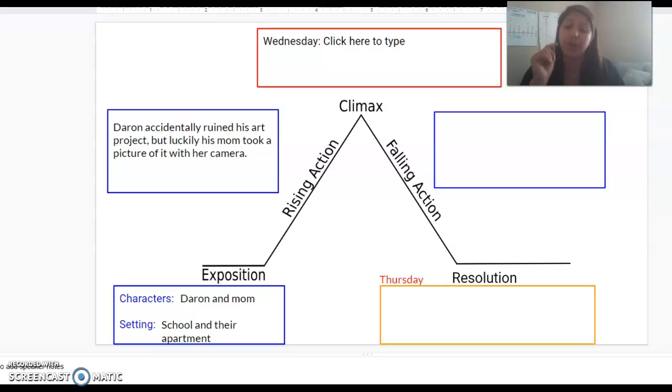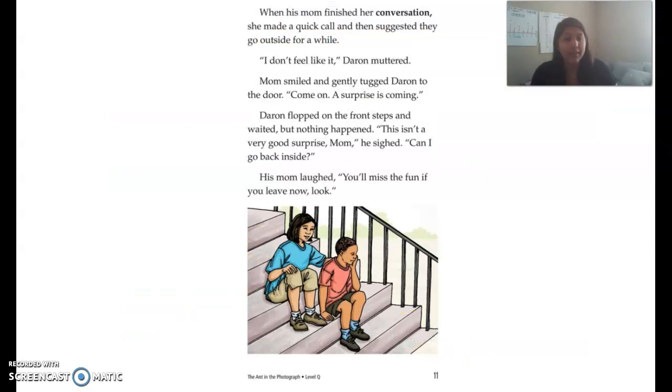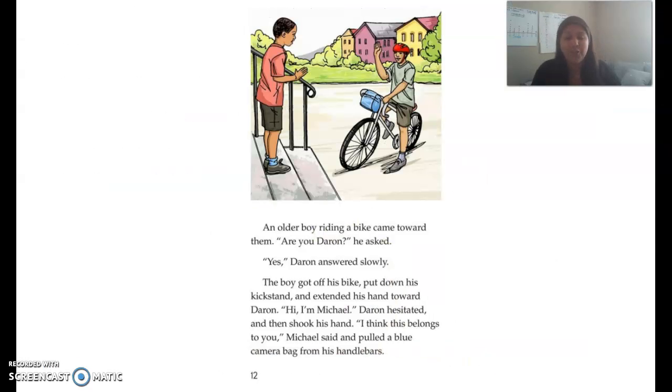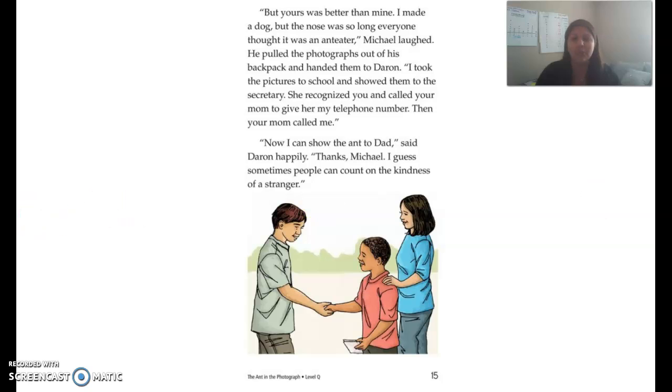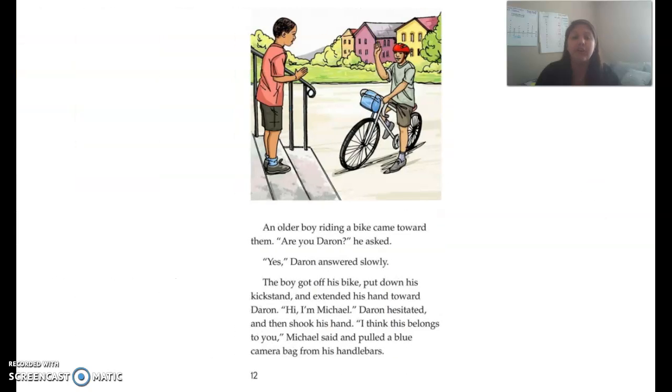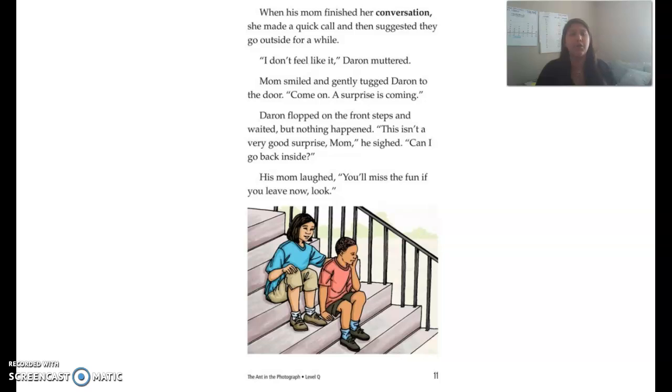Then you're going to go read pages 11 all the way to the end of the book. So 11, 12, 13, 14, and 15. Okay? You're reading the rest of the book because tomorrow we're going to talk about the climax, the falling action, and then the resolution, okay?